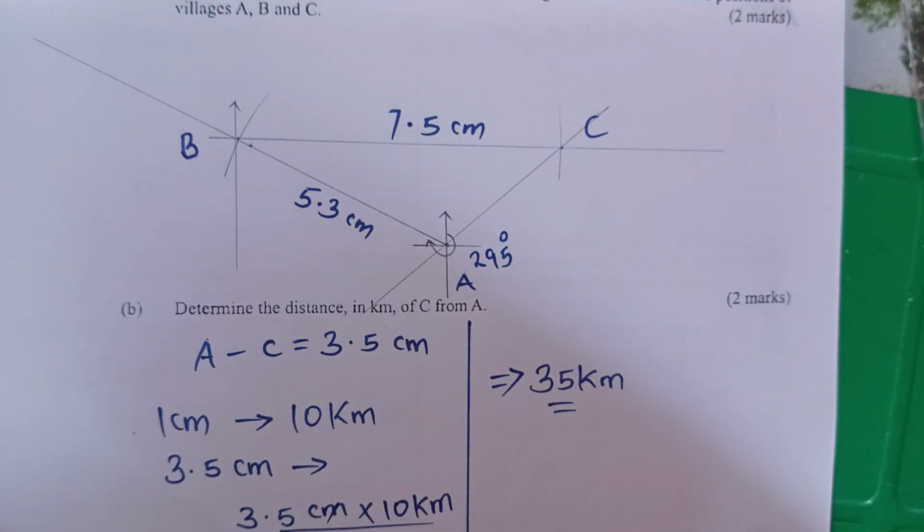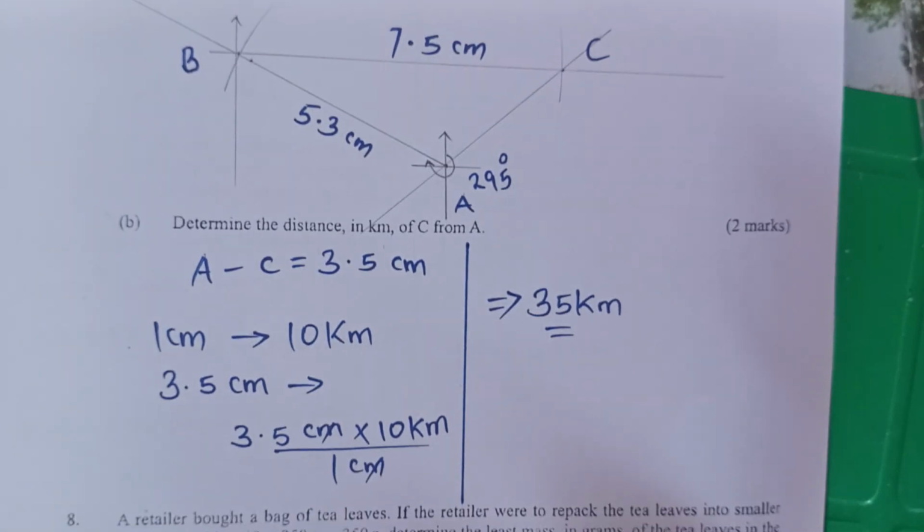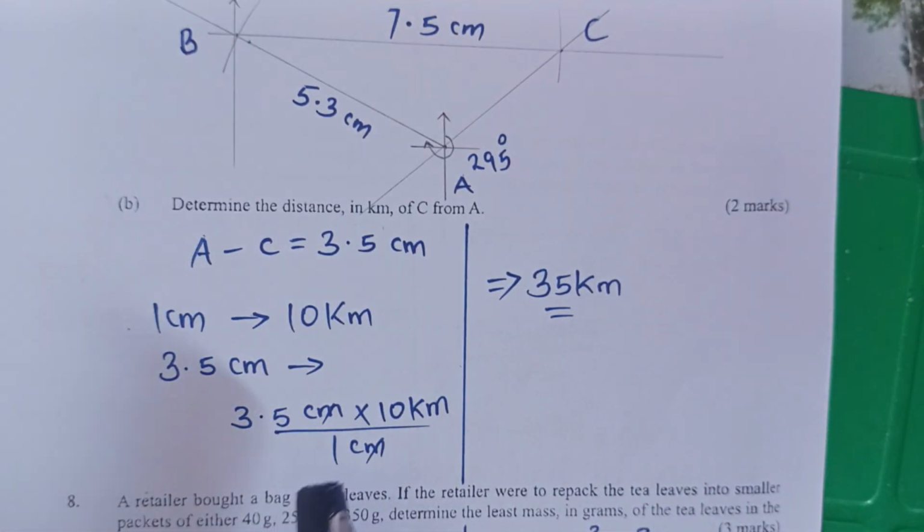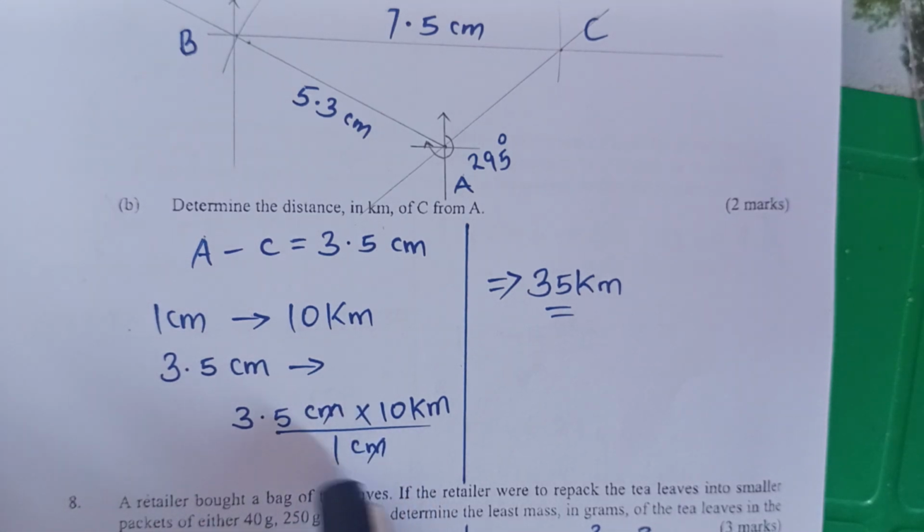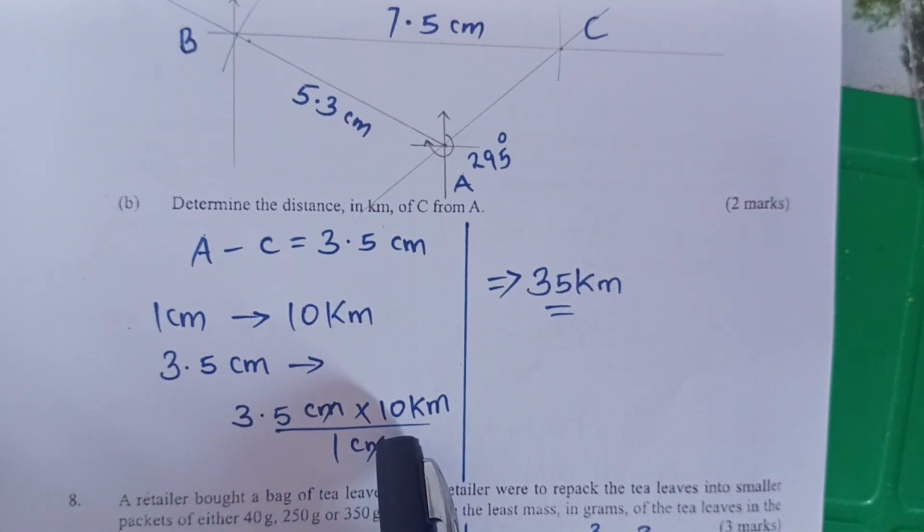And the scale we are to use is 1 centimeter to represent 10 kilometers. So we ask ourselves, what of the 3.5 centimeters? In that particular case, we cross multiply, and as a result, we are going to have 3.5 centimeters times 10 kilometers divided by 1 centimeter. So the centimeters are going to cancel. We remain with 3.5 times 10, which is 35 kilometers. That is the distance of C from A.